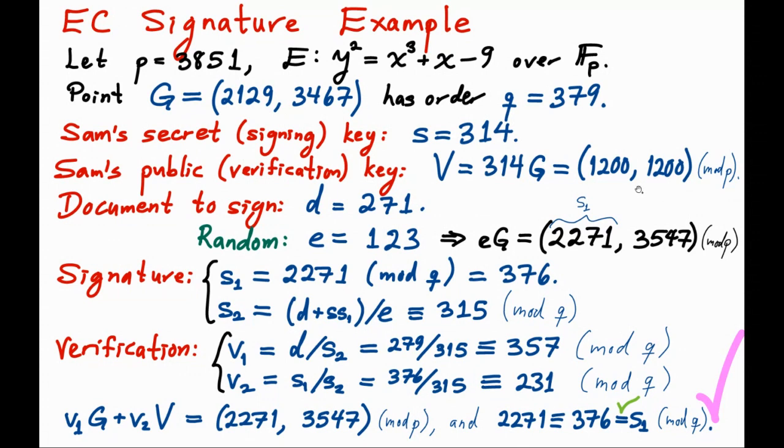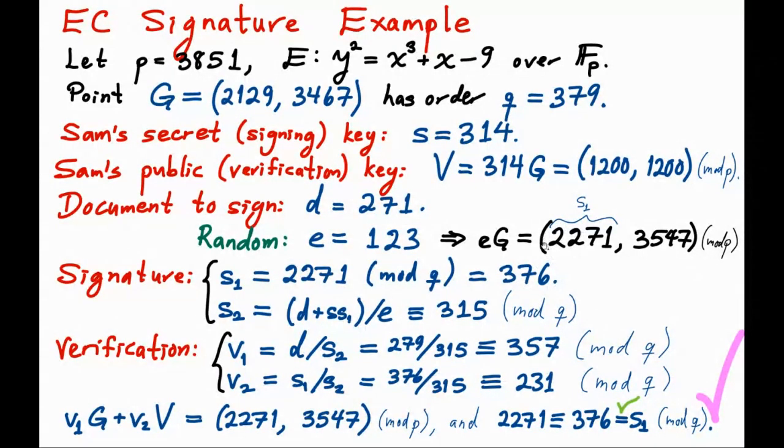Let's say that I want to send the document 271, again the first 3 digits of E. And my random E is 123. Remember, again, this random number is less than Q because it's going to be used as an exponent, right? So when I do E times G, I get this point, and the X coordinate here is going to lead to S1. This is 271. I had to reduce that modulo Q to get 376.